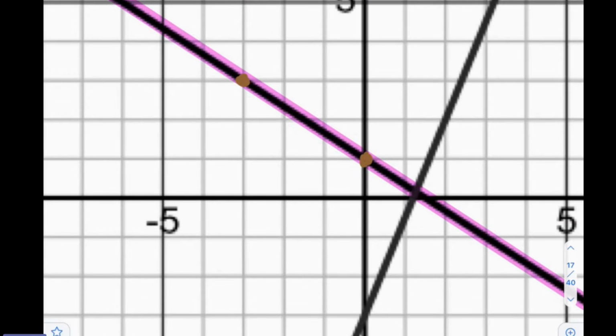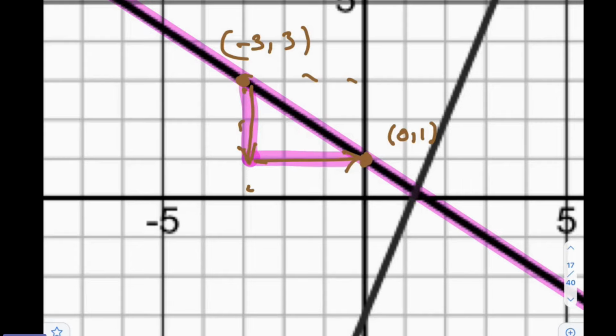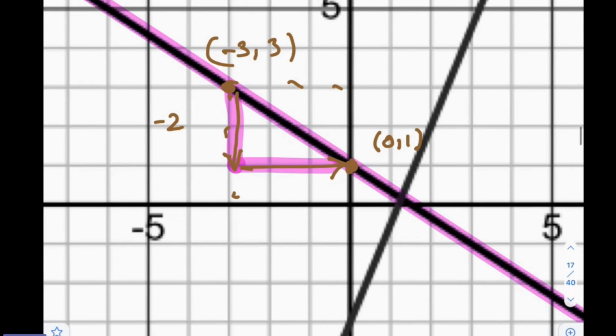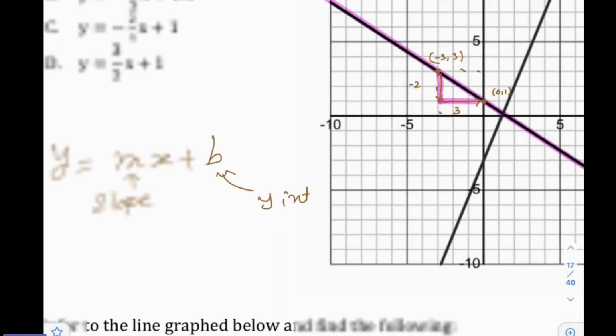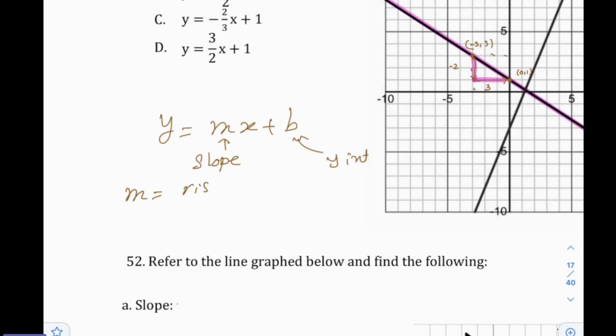You have 2 choices. Either choose coordinates of the point and apply slope formula. For example, you know that this is 0, 1, and you know that this is minus 3 and 3, and apply slope formula, or use rise over run. So you are going from this point to this point, rising down 2, so this is negative 2, the rise. You are running here 3. So the slope is rise over run, which is negative 2 over 3.